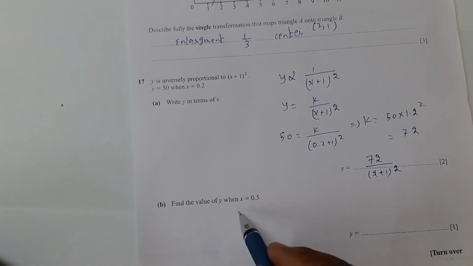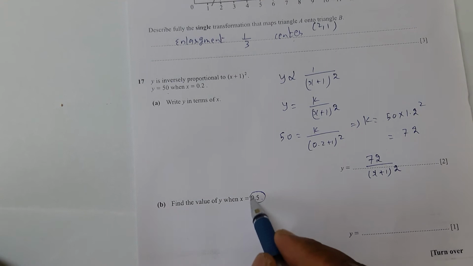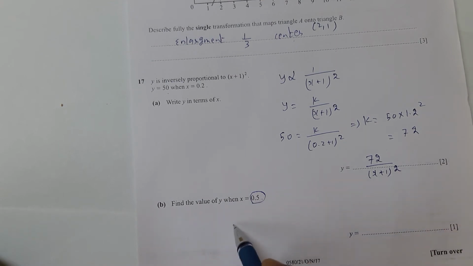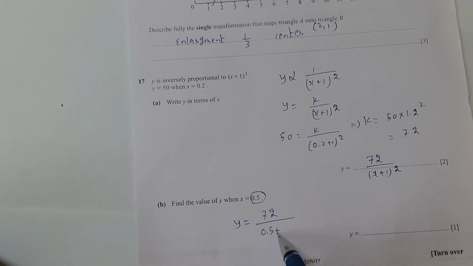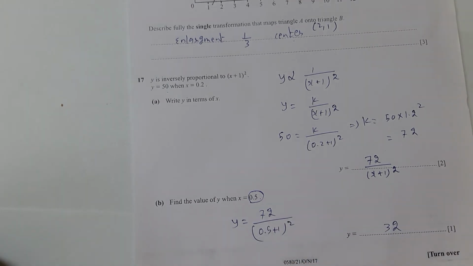Next, this one. You want y, so replace x equal to 0.5 in this. So y equals 72 by (0.5 plus 1) whole squared. Place it in the calculator, you get 32.